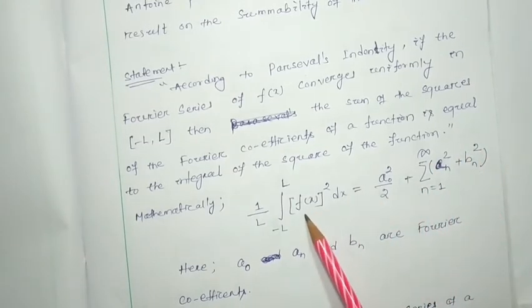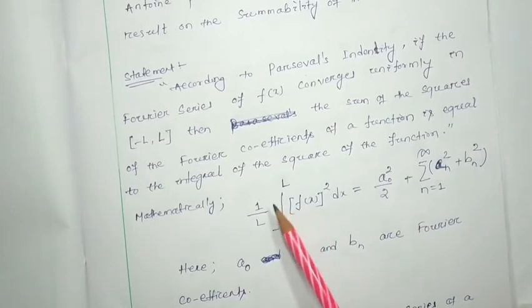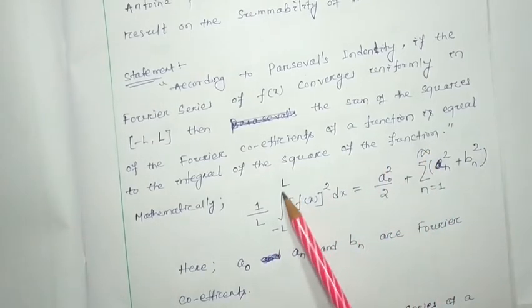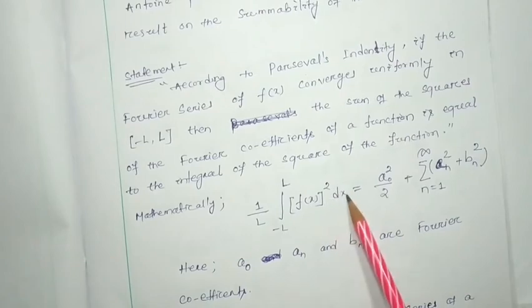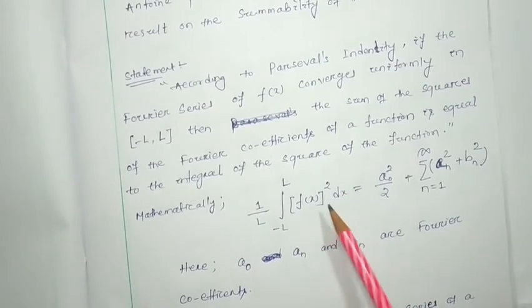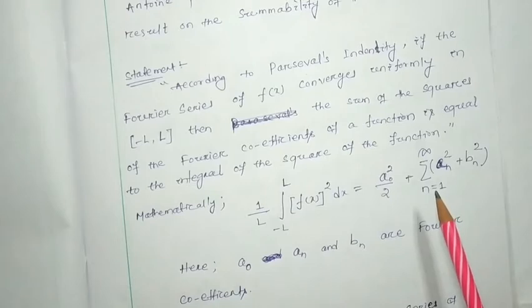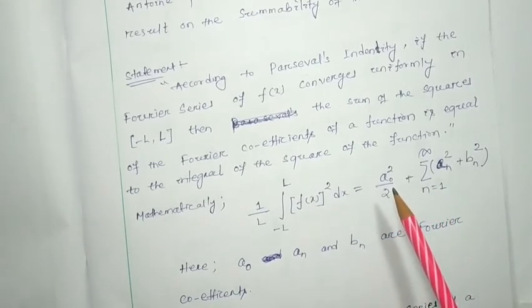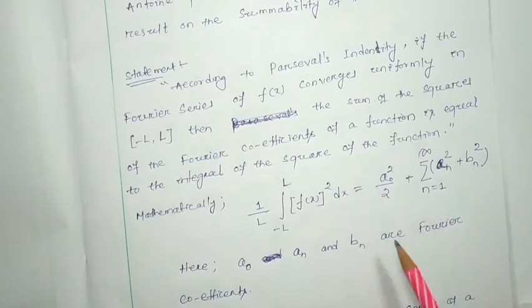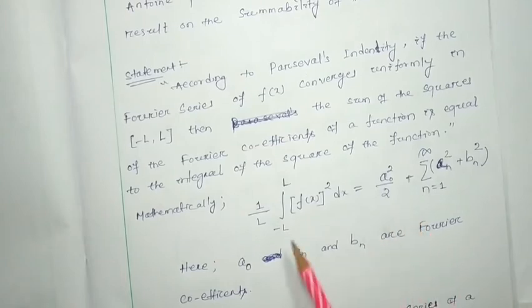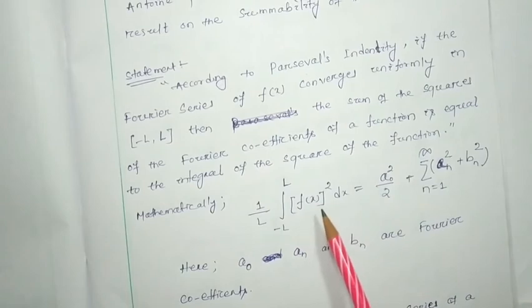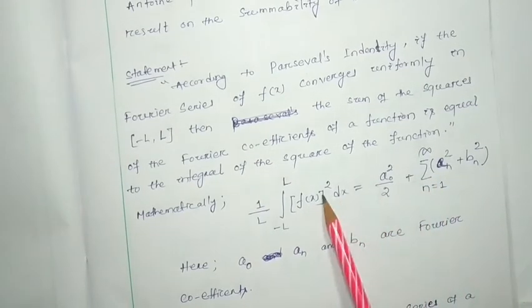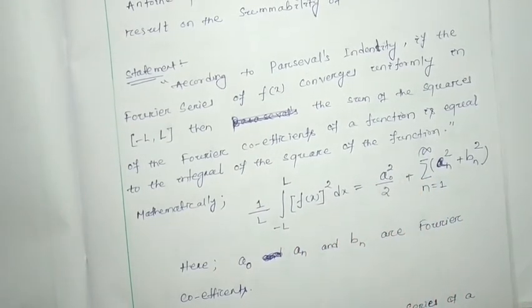So here the right hand side indicates the sum of the squares of the Fourier coefficients. The left hand side shows the integration of the square of the function. So this is the statement that was discovered by Parseval, and by his name it is known as Parseval's identity. So this equation is called Parseval's identity. So whether this left hand side and right hand side are equal, is it correct or not, that we have to prove here.